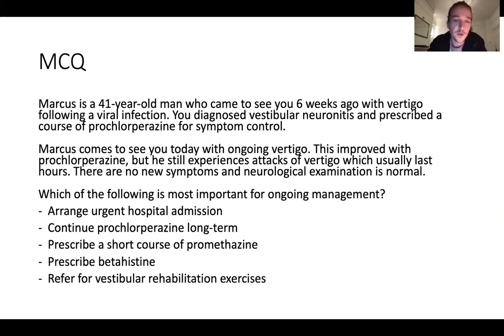So Marcus is a 41-year-old man who came to see you 6 weeks ago with vertigo following a viral infection. You diagnosed vestibular neuronitis and prescribed a course of prochlorperazine for symptom control. Marcus comes to see you today with ongoing vertigo. This improved with prochlorperazine, but he still experiences attacks of vertigo, which usually last hours. There are no new symptoms and neurological examination is normal. Which of the following is the most important for ongoing management?